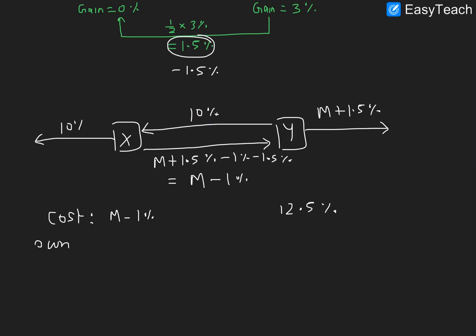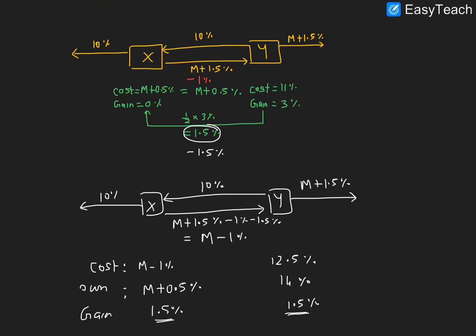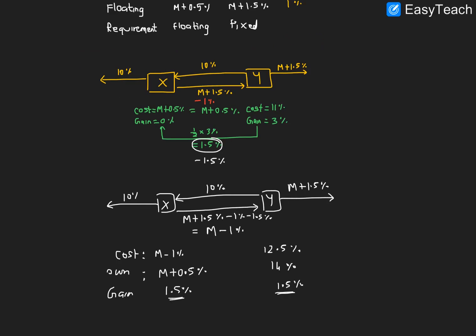If this would have been funded on its own, then this would have been MIBOR plus 0.5%. This guy would have got it for 14%. So the gain for them is 1.5%. So that's how we observe that a swap is still possible over here with these sort of things.